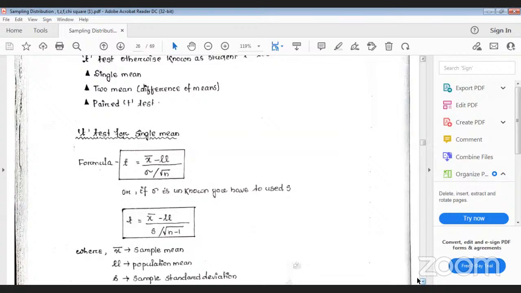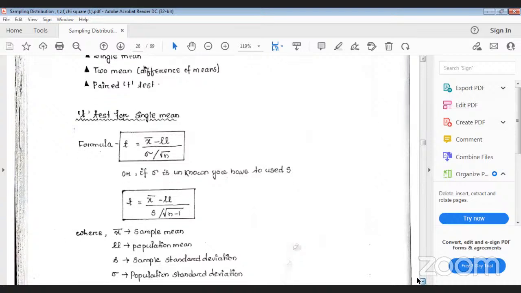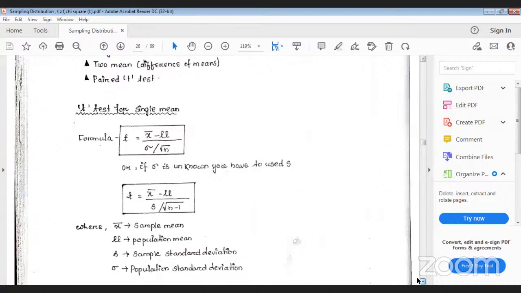The difference is that in that case n is greater than 30, but here n is less than 30. So for a small sample, instead of the z-test you can use the t-test. Suppose sigma is not known, then instead of sigma you can use small s also.